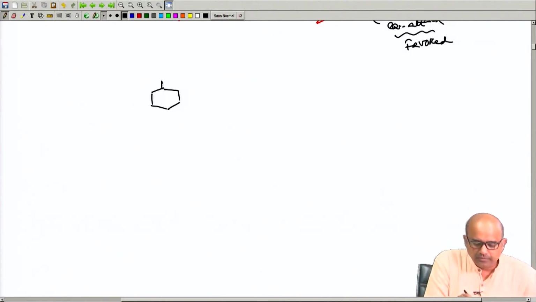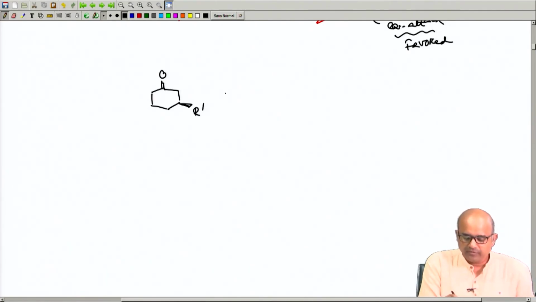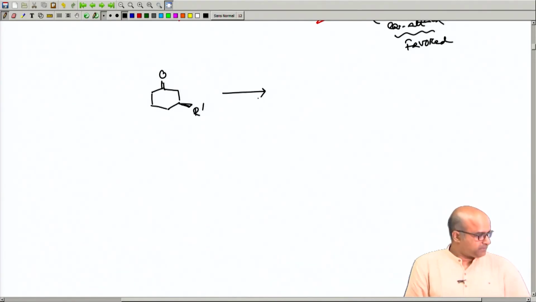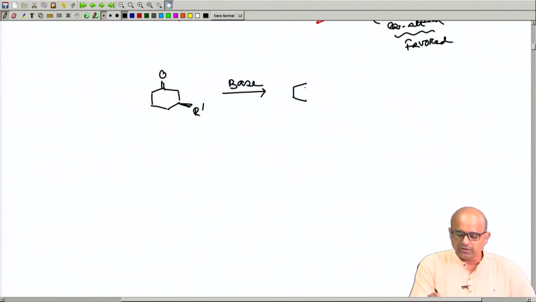Let us talk about a simple cyclohexanone, but in the 3 position you have a methyl group or an R prime group. Now, this kind of system is very easy to predict, because the moment you generate the enolate, you have a base. We will not draw in a much more complex way, we will simplify in a 2 dimensional way and find that this is the main thing.